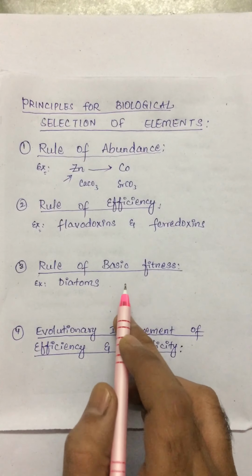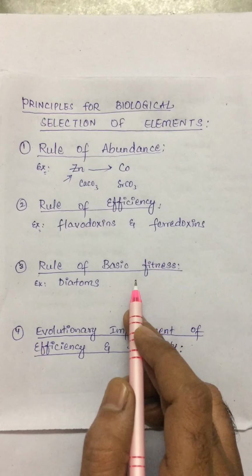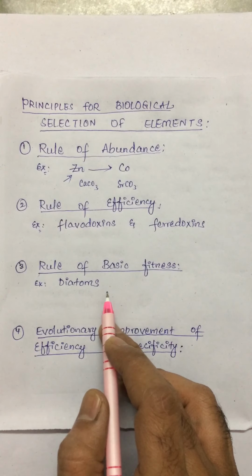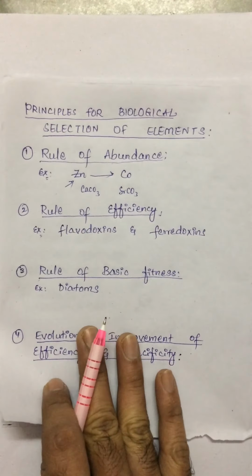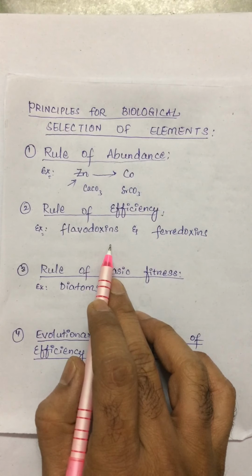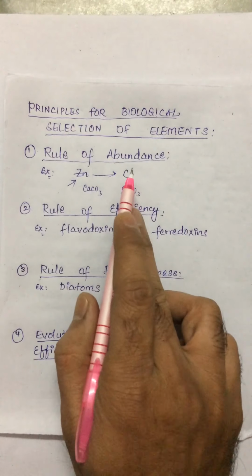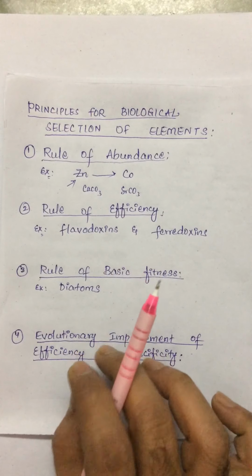Then coming to the rule of basic fitness. What exactly is the rule of basic fitness? Suppose for the creation of a living organism, nature found there are two elements which are abundant, and both are also efficient. In such a case, nature would definitely choose such an element which is abundant, efficient, and which can also perform a particular function.